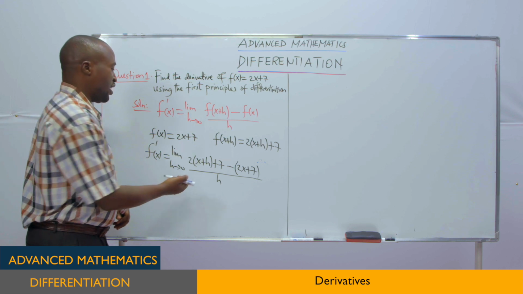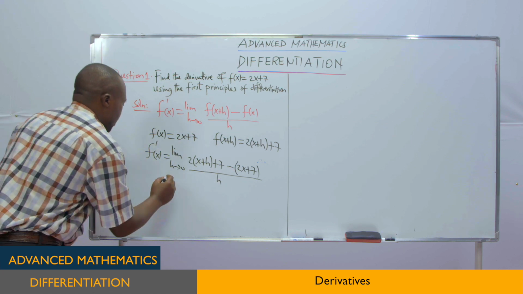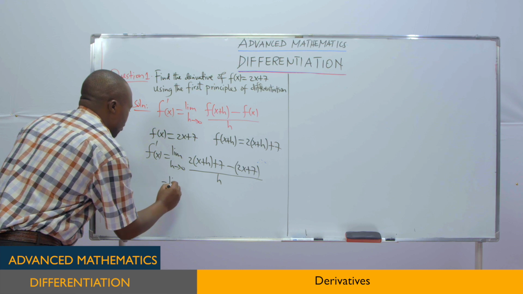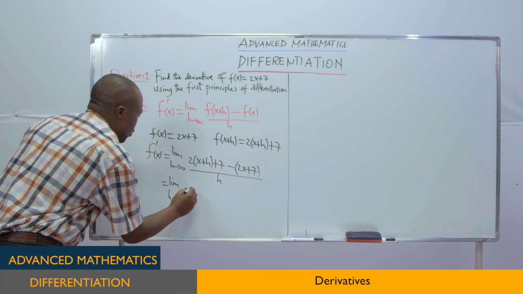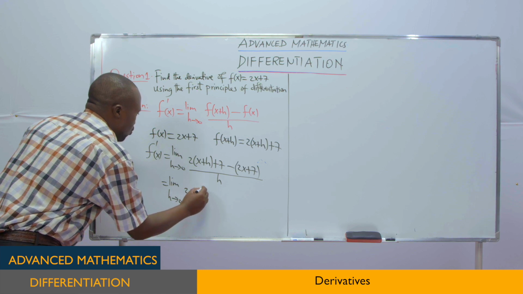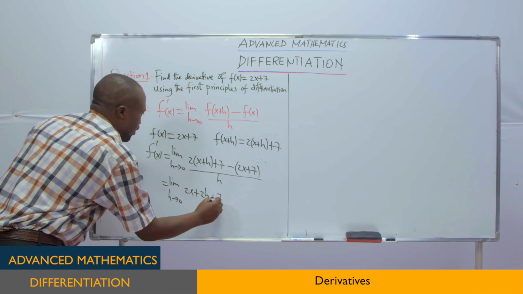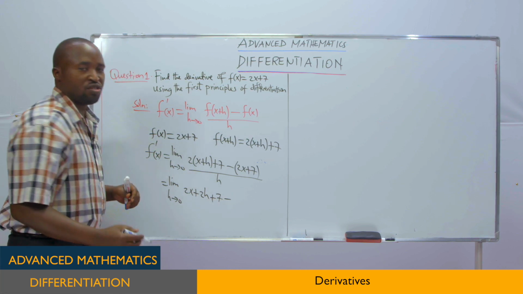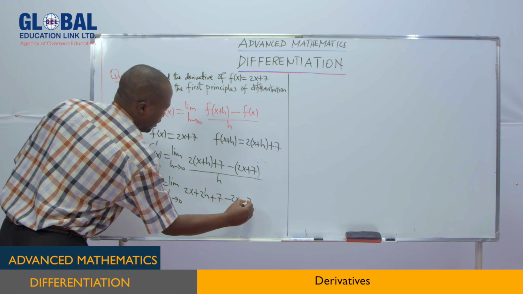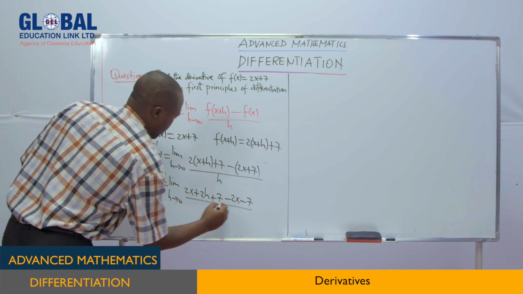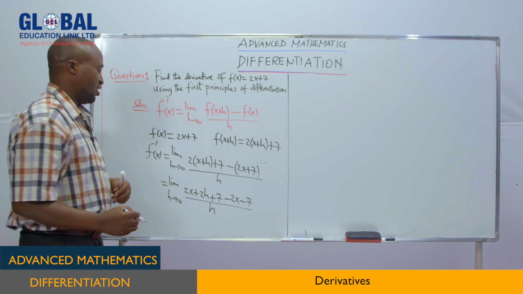So we just open up the bracket as follows. This will be the limit as h approaches 0 of 2x plus 2h plus 7 minus, so in this case, we are going to have negative 2x minus 7. So this one is divided by h.